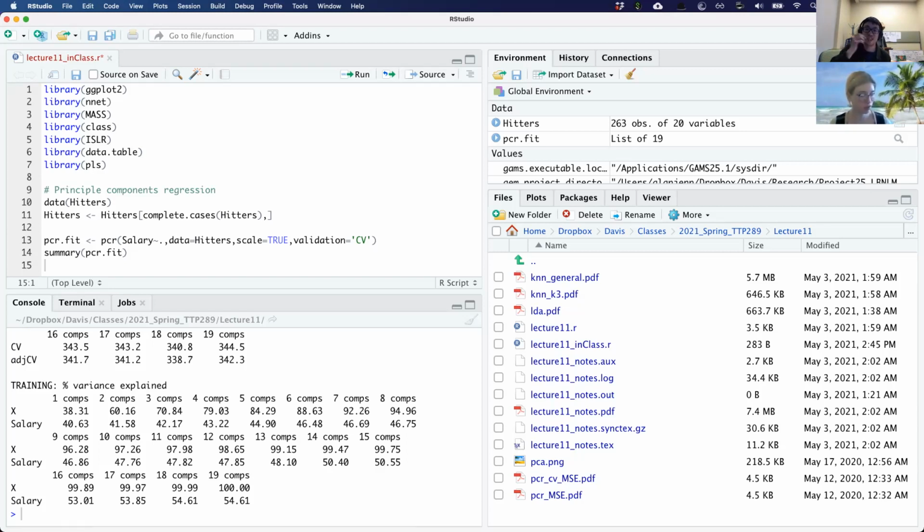Okay, I see a question in the chat. So is the number of components equal to m? Yeah, that's exactly right. So you're deciding how many m's, or how many components, you should include in the model.